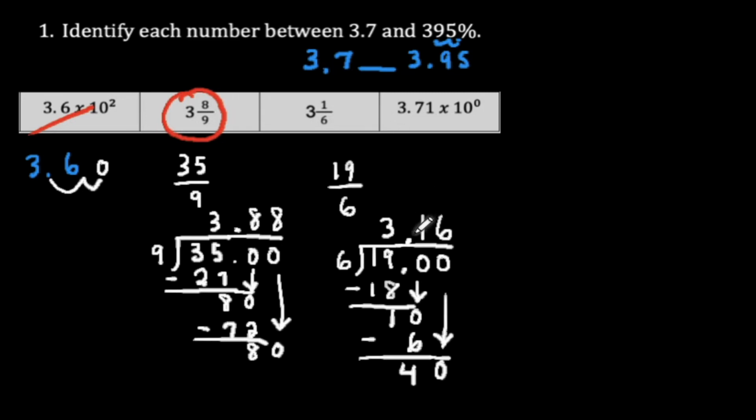Now, we could have just stopped here at 3.1 because we know that 3.1 is not in between 3.7 and 3.95, right? So we can go ahead and cross this out.